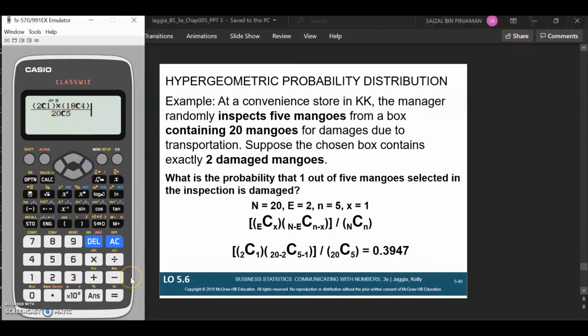After that, press the equal to button to get the answer. Here we have 15 over 38, which is also equal to 0.3947, identical to the answer that we get based on the question. So that is how we determine the hypergeometric probability distribution using the Casio scientific calculator.